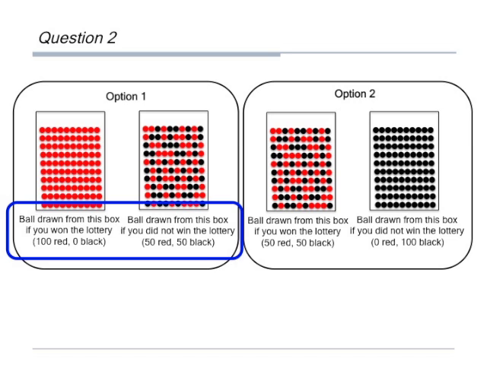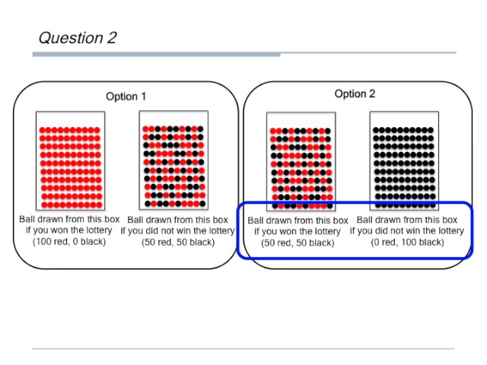If you pick option 1 and you won the lottery, the computer draws a ball from the box with 100 red balls, and if you lost, it draws a ball from the box with 50 red and 50 black balls. If you pick option 2 and you won the lottery, the computer draws a ball from the box with 50 red and 50 black balls, and if you lost the lottery, it draws a ball from the box with 100 black balls. How do these two options differ in the type of information they can provide about whether you won or lost the lottery?